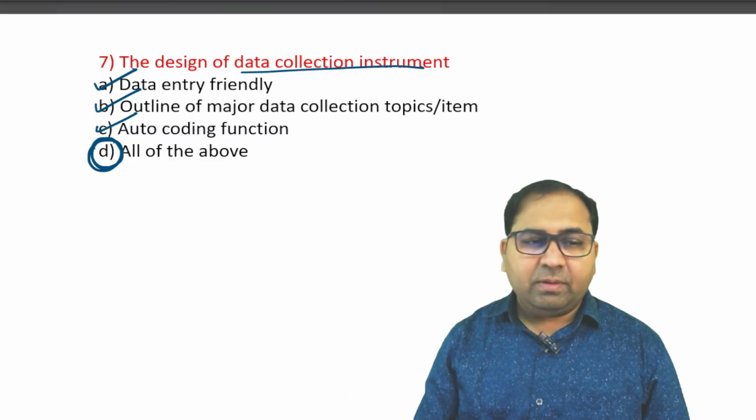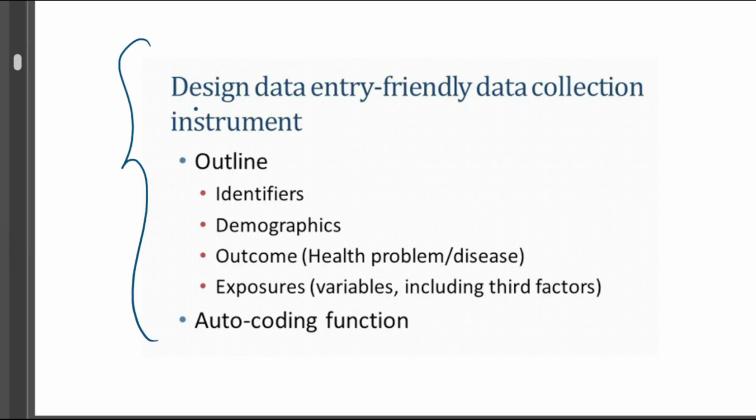Now see the chart below. In this slide we speak about the designing of the data entry, which is a friendly data collection instrument. So what will happen over here? You will have outline and you will have auto coding function, in which again you will have identifiers, you will have demographics, you will have outcomes, and you will have exposures.